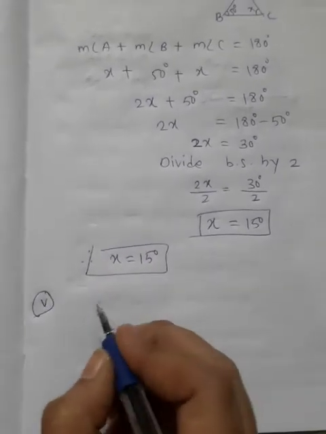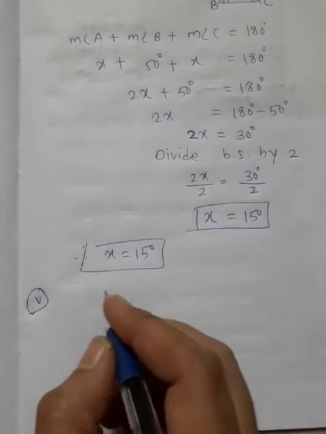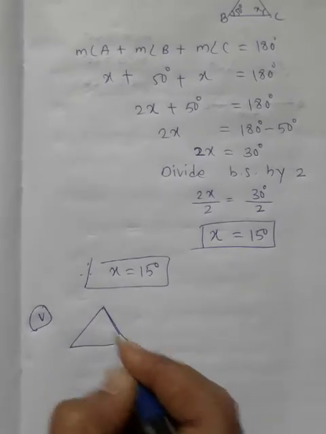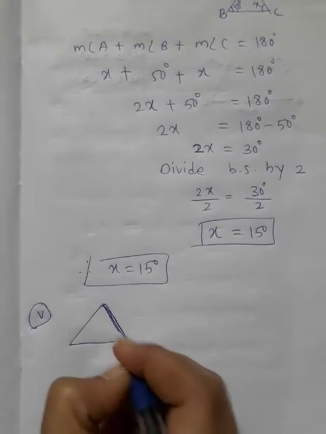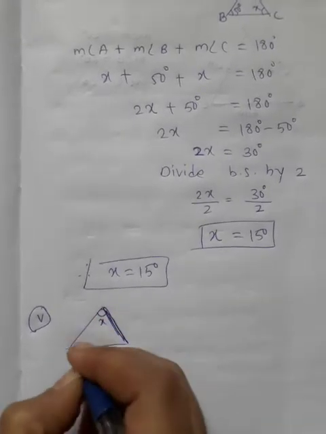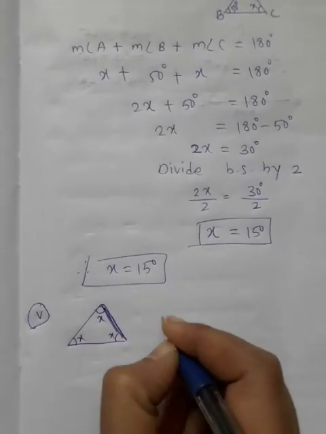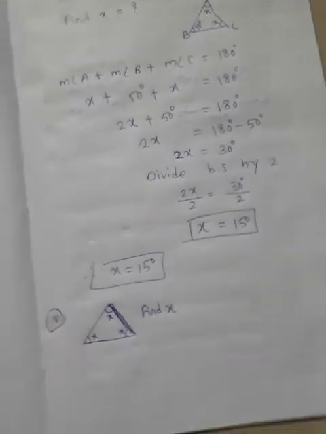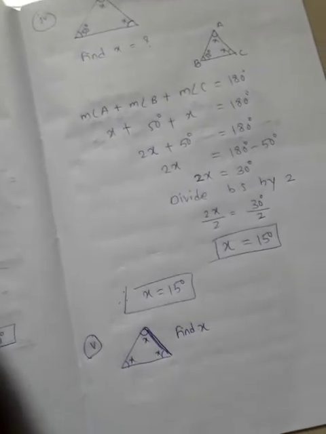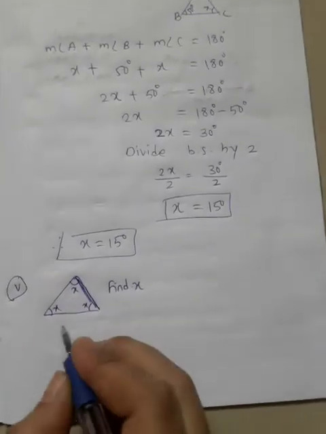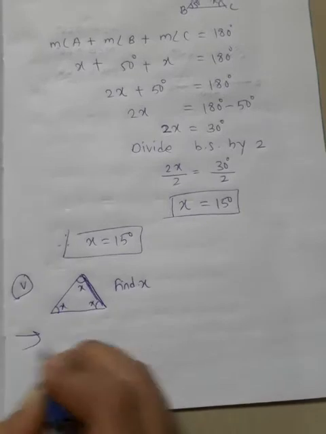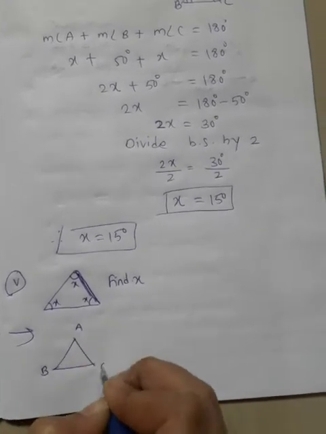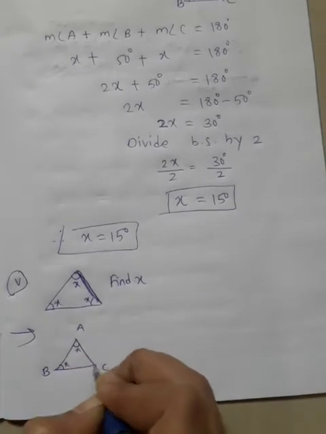Okay, now see the next example, that is sub question 5 in question number 1 from exercise 6.3. So we have given this triangle and the measure of all angles of this triangle is x, and we have to find x. Question is find x. Okay, again use this property. First of all give a name to that triangle. If you give the name ABC, this is x, this is x, this is also x.